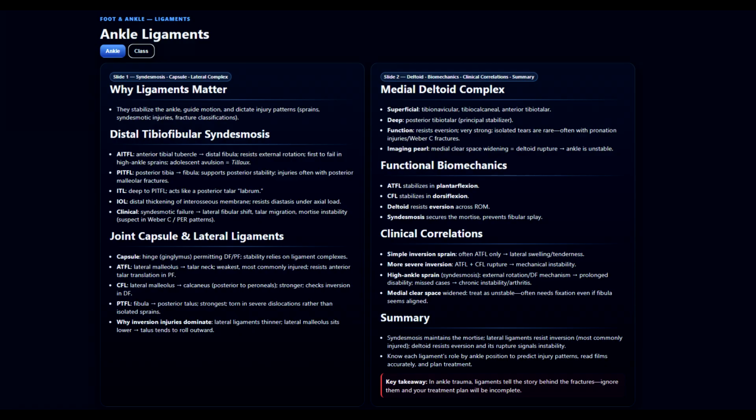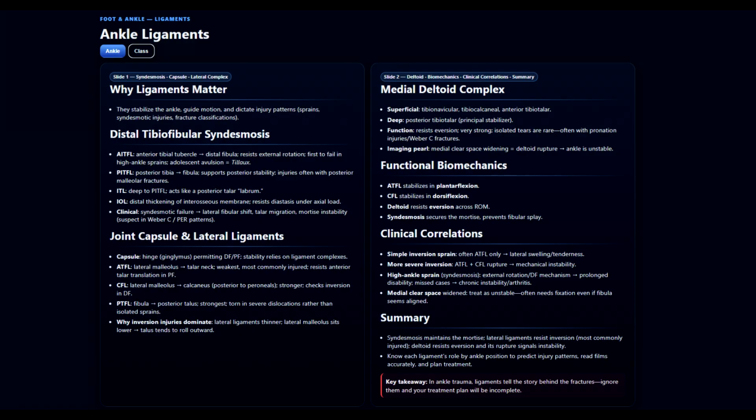Functional importance. The balance between the lateral and medial ligaments explains the patterns of ankle injuries. Because the lateral ligaments are weaker, inversion sprains are by far the most common. Eversion injuries, resisted by the deltoid, usually cause fractures rather than isolated ligament tears.